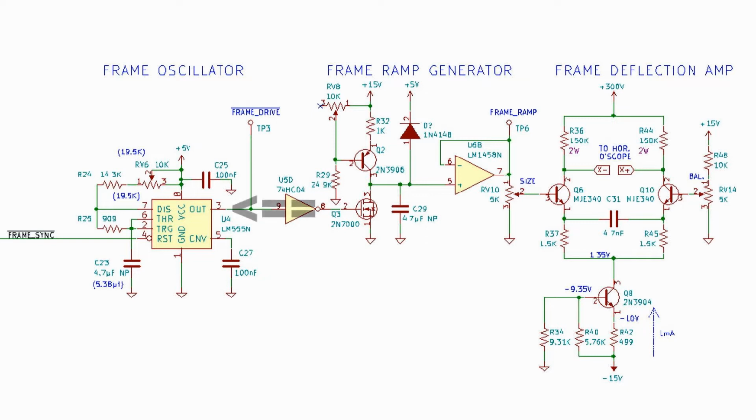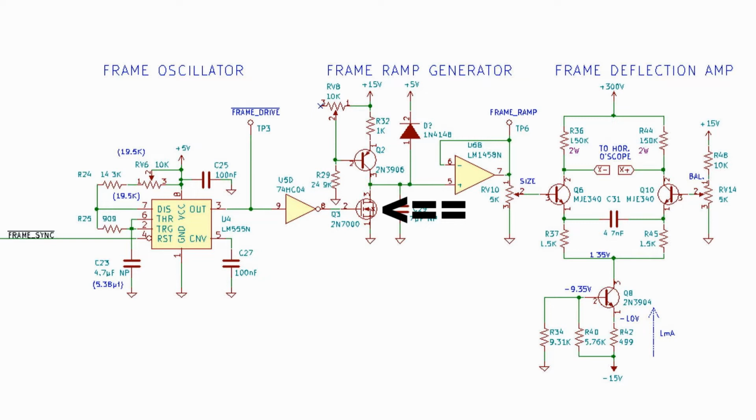The output pulse from the frame oscillator, a 555 timer IC, is an active low-going pulse called frame drive not, which we can look at on test point number 3. I invert this pulse with U5D, just a standard inverter chip, and turn it into a positive going pulse and feed it to Q3's gate, a 2N7000 field effect transistor.